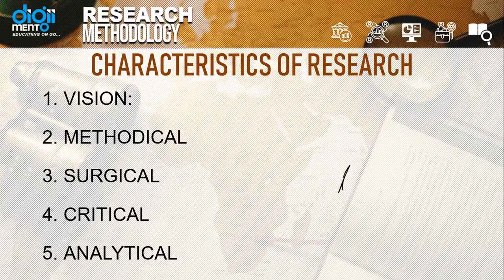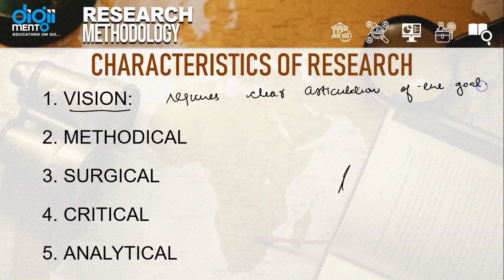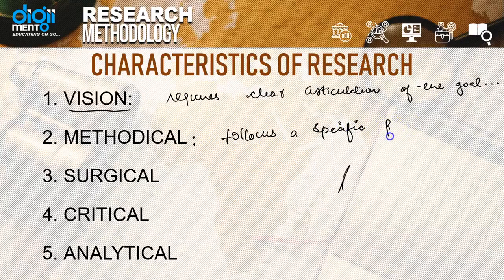Now the next one is characteristics of research. We have different characteristics of research, so let's discuss all of them one by one. The first one is vision. Vision requires clear articulation of the goal. You should be very clear about your goal. The next one is methodical. Methodical means you should follow a specific plan or procedure in the research.